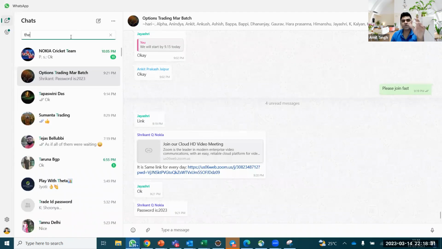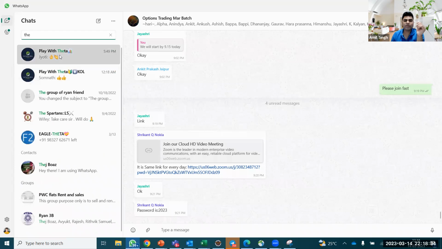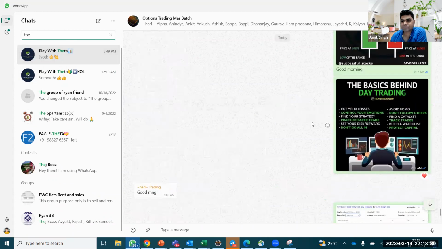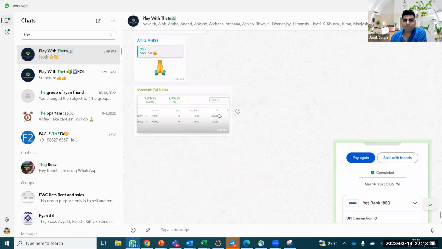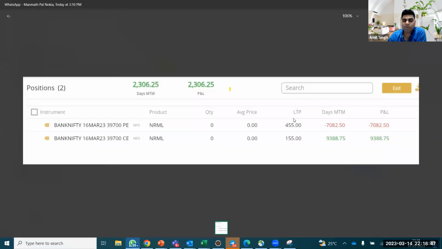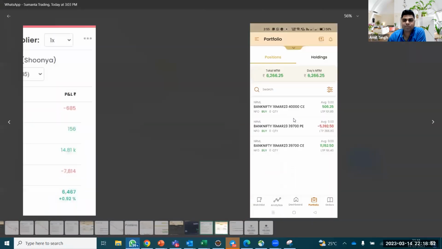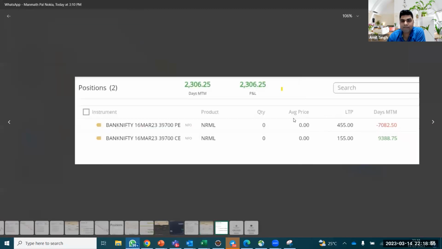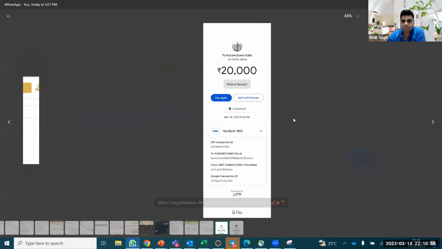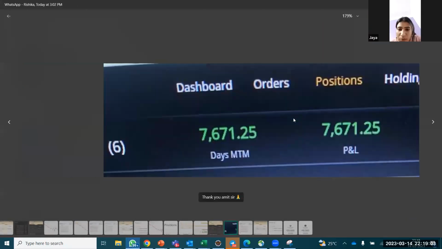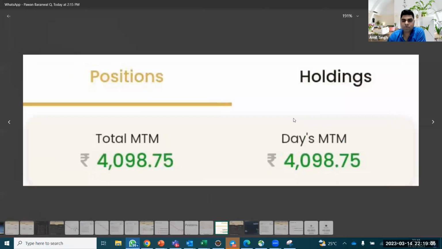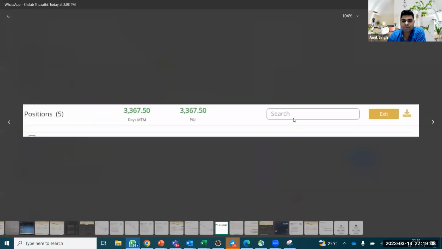I try to just understand. So this is our group, Play with Theta. This is the group where people who are into trading are added. And you can see everyone will share profit. So today, let us see what people have made today. Someone made 2,300 rupees on their capital. Someone made 6,000 rupees. Someone made 7,600, 5,000, 4,000, 11,000, 3,300.